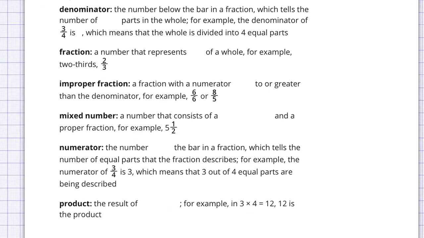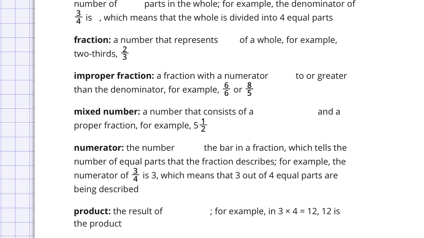Finally, let's have a look at our key terms for today. Our denominator is the number below the bar in a fraction, which tells the number of equal parts in the whole. For example, the denominator of 3/4 is 4, which means that the whole is divided into 4 equal parts. A fraction is a number that represents part of a whole. For example, 2/3 is written like this, 2/3.